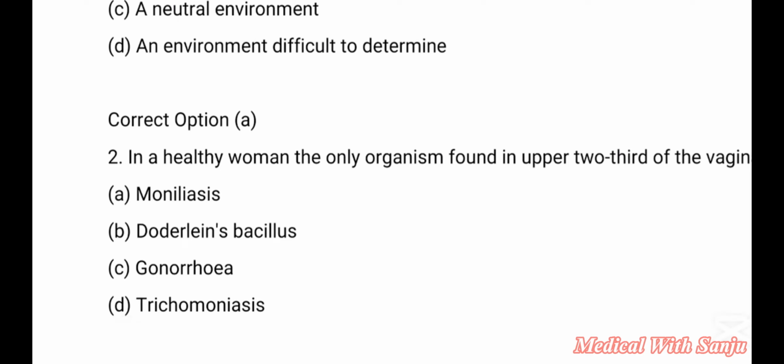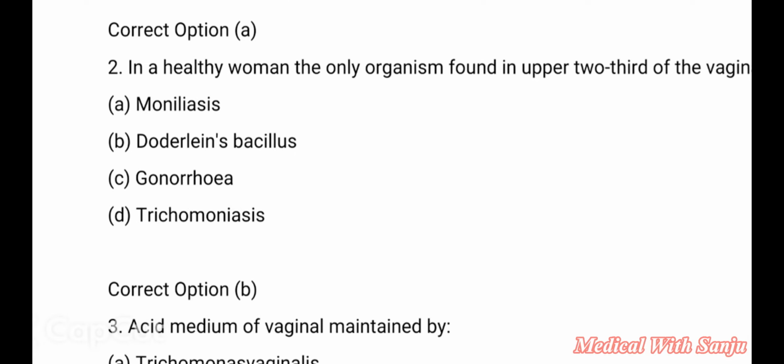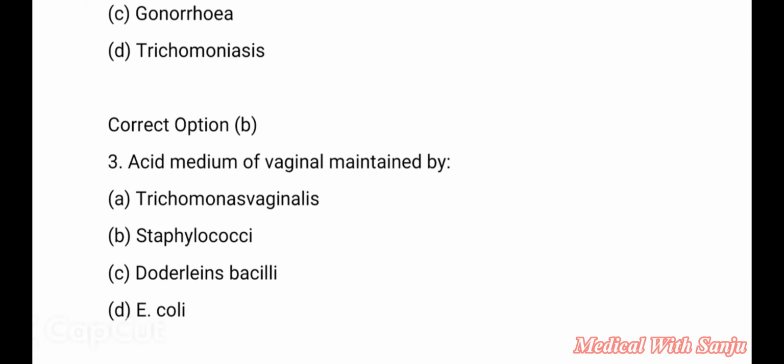Next question, in a healthy woman the only organisms found in upper 2/3 of the vagina is option A moniliasis, option B Doderlein bacillus, option C gonorrhea, option D trichomoniasis. Correct option B.